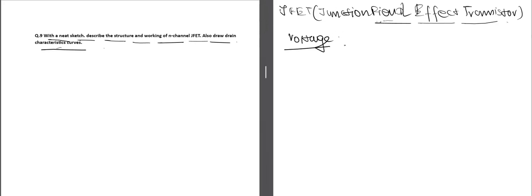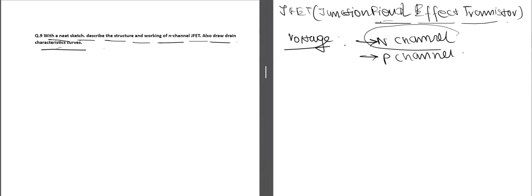There are basically two types of JFET. One is N channel and another is P channel. Here in our question we are asked to describe the N channel JFET. So let us draw the symbol of the JFET first, for N channel.